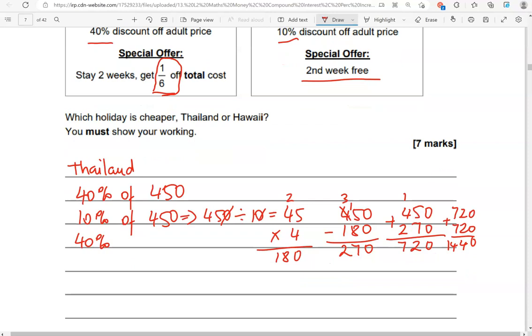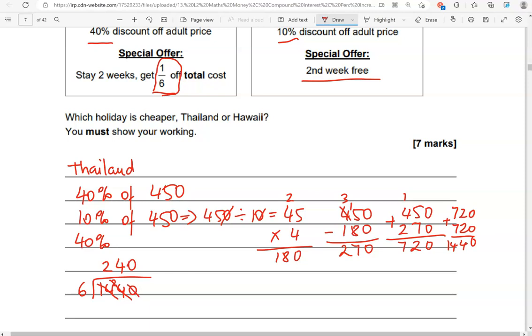It says stay 2 weeks and get a sixth off the total cost. So we're going to divide 1,440 by 6. How many 6s fit into 14? That is 2 of them. So 2 times 6 is 12. If you take it away from the 14, that gives us 2 remaining. How many 6s into 24? That is 4, exactly 4, because 4 times 6 is 24. How many 6s into 0? That is just 0.